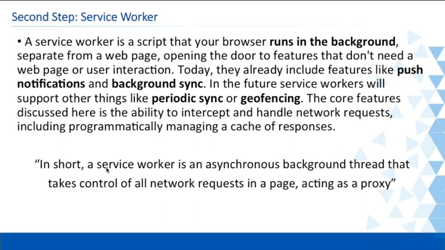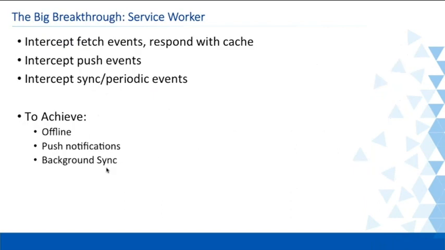So the service worker will take care of all these scenarios. And the most important thing, you are in complete control of what you need to do, right? For every file, or at least file type level. So, in short, the service worker is nothing but an asynchronous background thread that takes control of the network request in every page. So it probably acts like a proxy. Okay. So this is the biggest breakthrough. What it does is intercept every fetch operation.